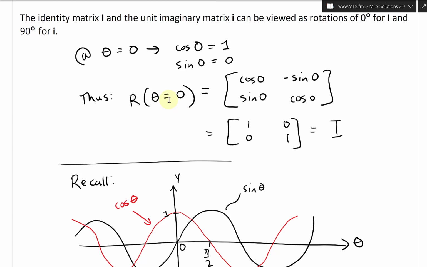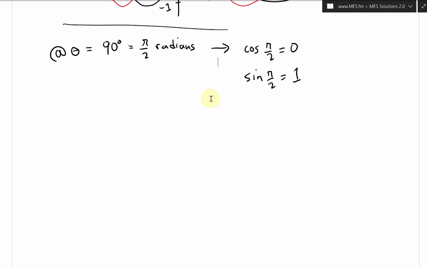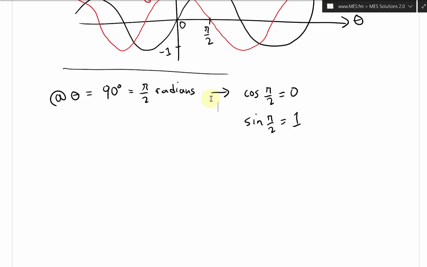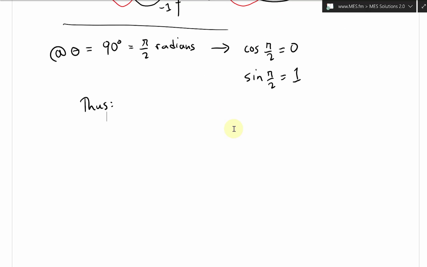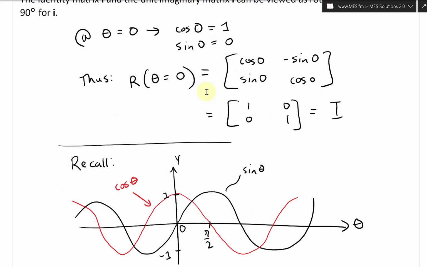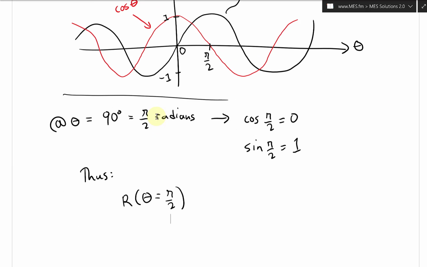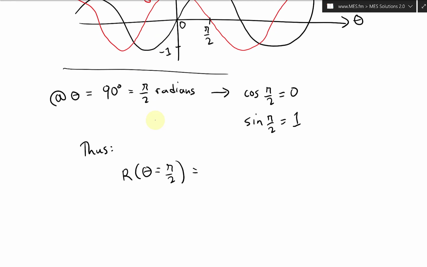All right, so thus, if we plug this into our rotation matrix formula, R of theta equals pi over 2 equals, and we're dealing in radians, cosine pi over 2, negative sine pi over 2, sine pi over 2, and then cosine pi over 2.